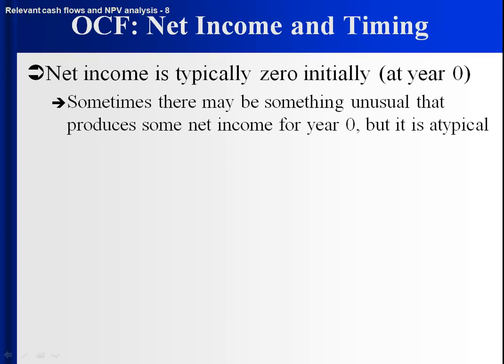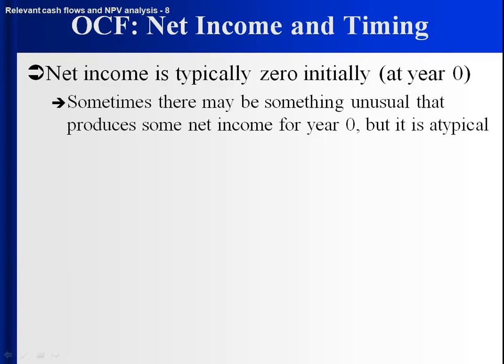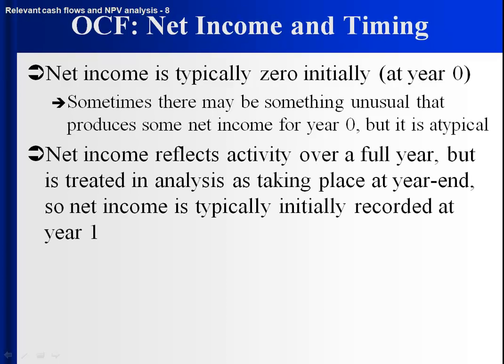Net income and timing. At year 0, net income is typically 0. The project gets started, and that's what happens at year 0. Then over a full year, income is recorded. So again, you're making sales and having costs all throughout the year, but it's not until the end of the year, at year 1, that net income is recorded. Again, that's consistent with what we talked about with operating cash flow, where it takes place at the end of the year.